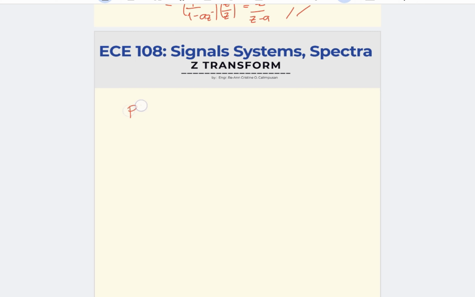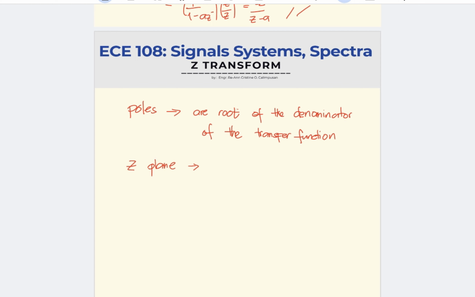So before we start, there are some items that we need to define first. So first, the poles. Poles are the roots of the denominator of the transfer function. And we also have the z-plane. So z-plane is the complex plane for the z transform.